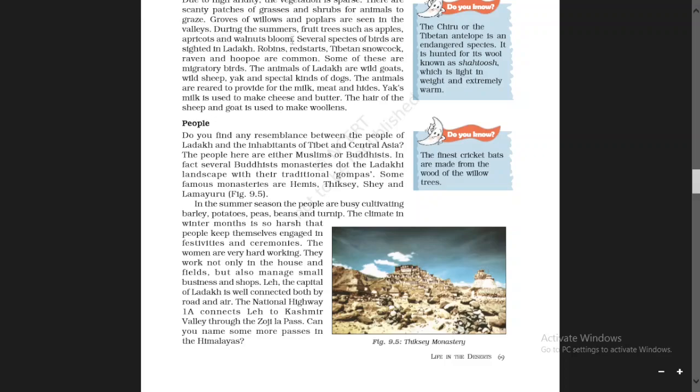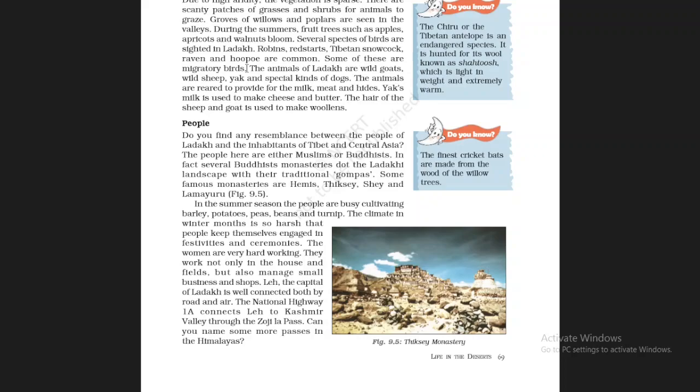Several species of birds are sighted in Ladakh. Several different types of birds can be seen there in Ladakh. Robins, redstarts, Tibetan snowcock, raven, and hoopoe are common. So these are the different birds which are found commonly. Some of them are migratory birds. Migratory birds are those birds that travel from one place to another.